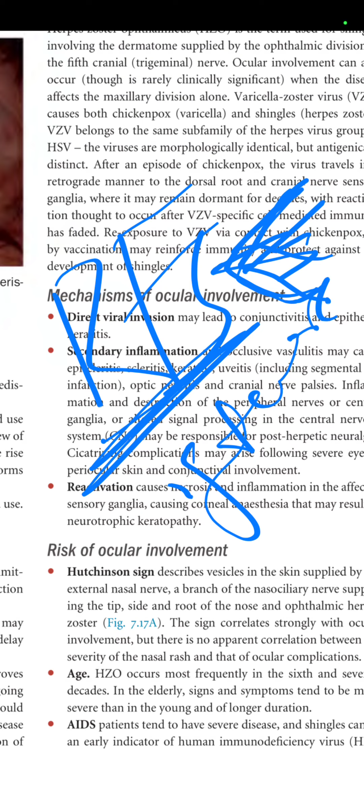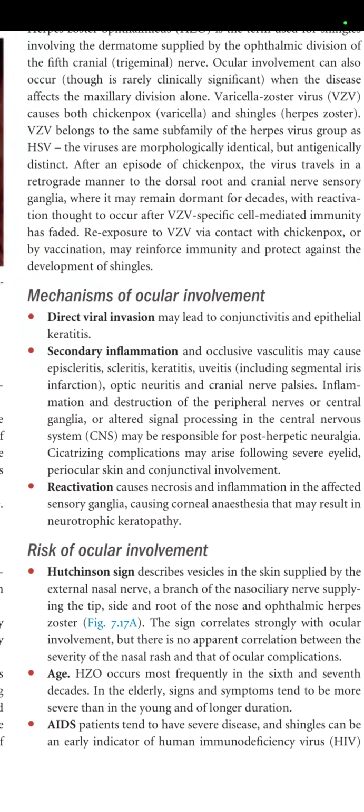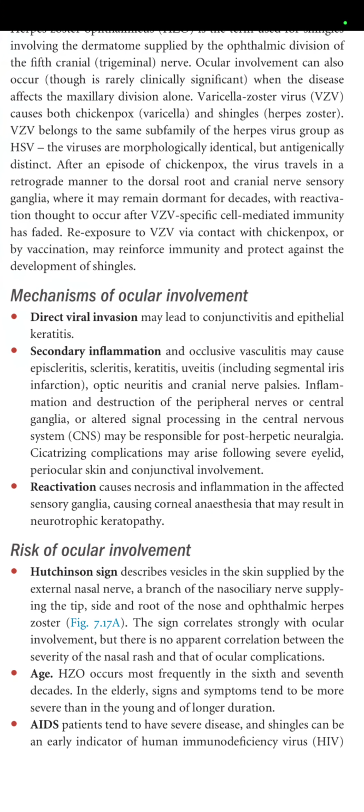One is the Hutchinson sign. Now, what is a Hutchinson sign? It describes the vesicle in the skin supplied by the external nasal nerve, a branch of the nasociliary nerve, supplying the tip and the side and the root of the nose in ophthalmic herpes zoster. The sign correlates strongly with ocular involvement, but there is no apparent correlation between the severity of the nasal rash and that of an ocular complication.